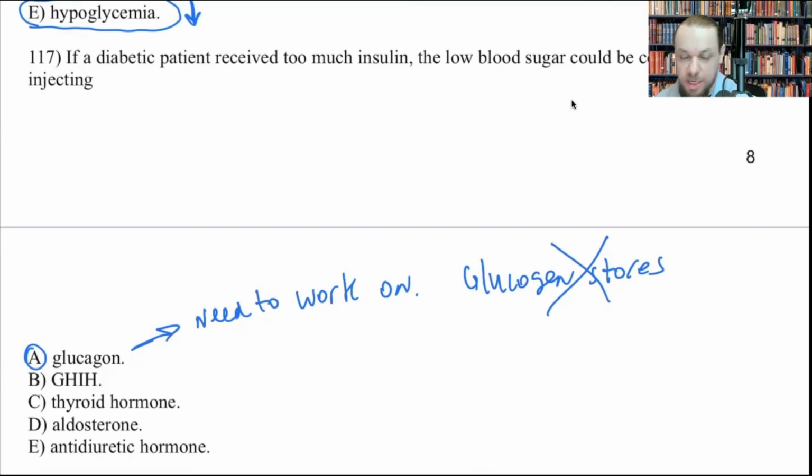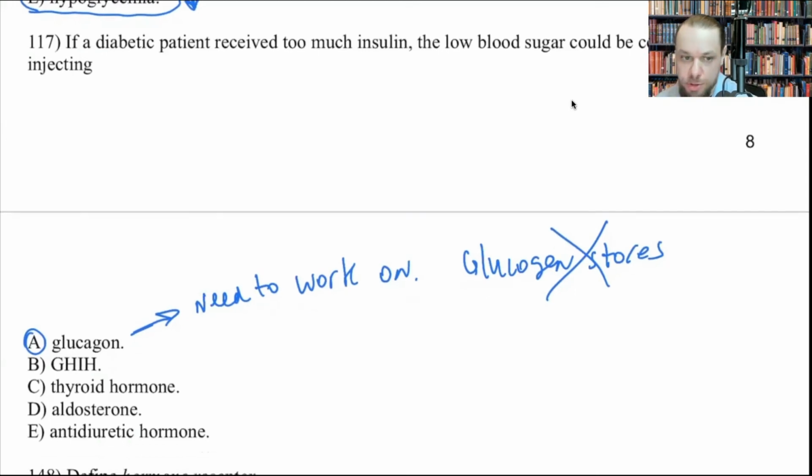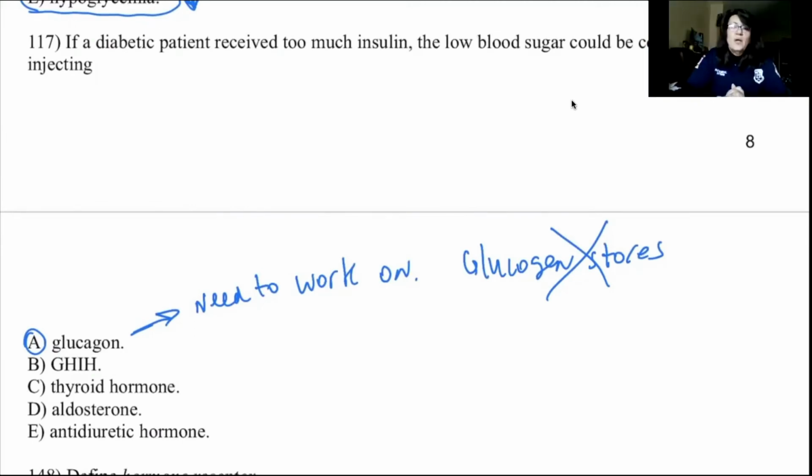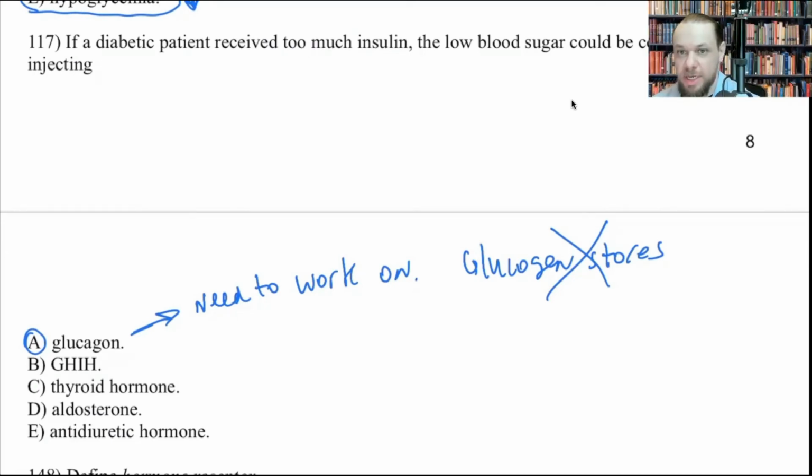So we eventually got IV access. We gave him dextrose. We gave him two ampules of D50. Nico? Yeah. Question. So the fact that we don't have the glycogen stores, wouldn't that now activate glycogenolysis? That is correct, right? But it takes some time for it to start working. That is correct, right? Thank you.